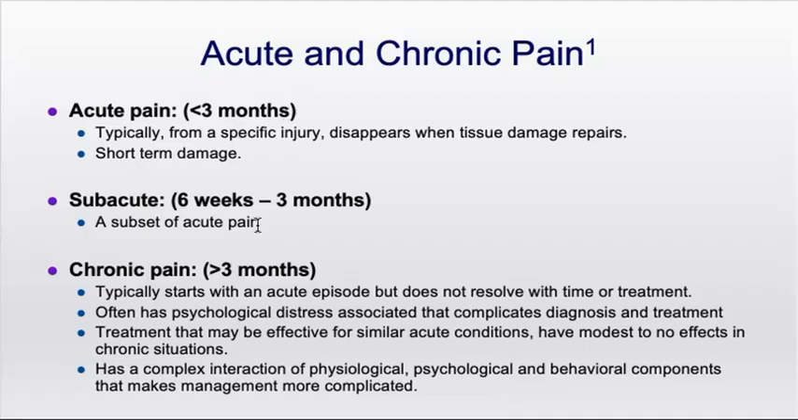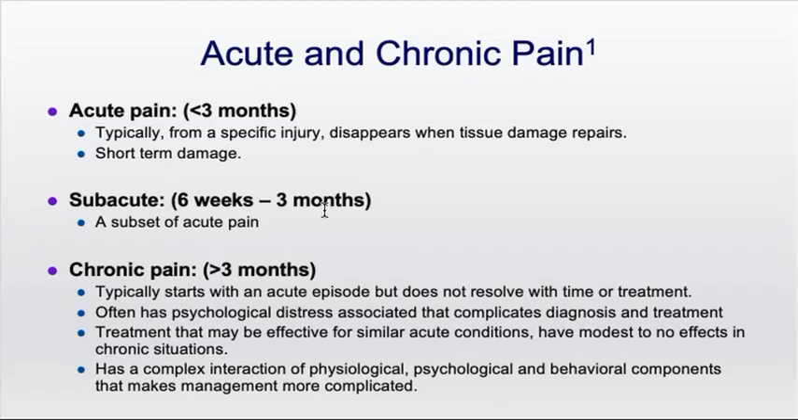Subacute is when things have lingered a little bit longer than 6 weeks, and they're still working within that acute phase. Okay, so it's a subset of acute pain. Some things will recover within 6 weeks. Some things linger a little bit longer. I like to use back pain as an example here. Most back pain episodes, if it's a mechanical issue, and if you've sort of quote unquote thrown your back out, usually it will be taken care of in less than a subacute phase, so less than 6 weeks.